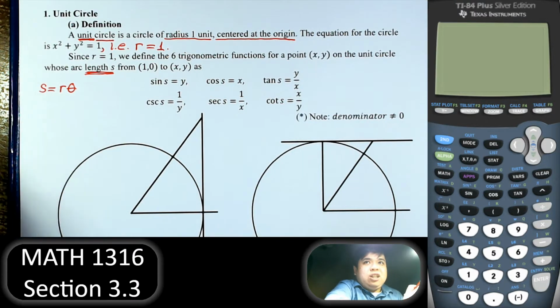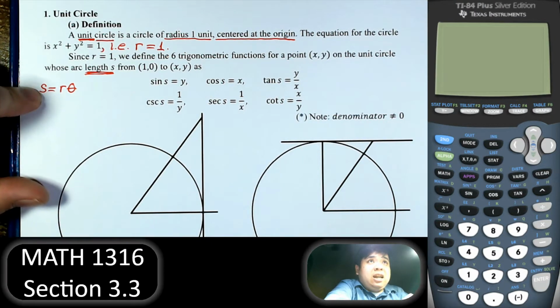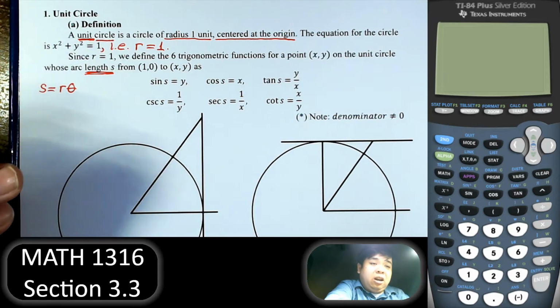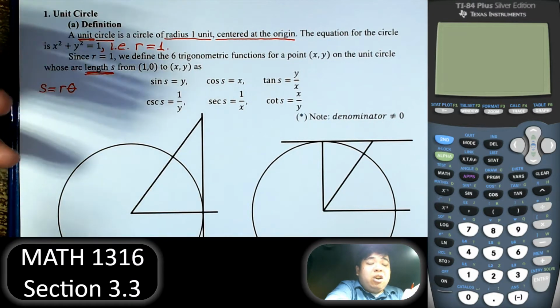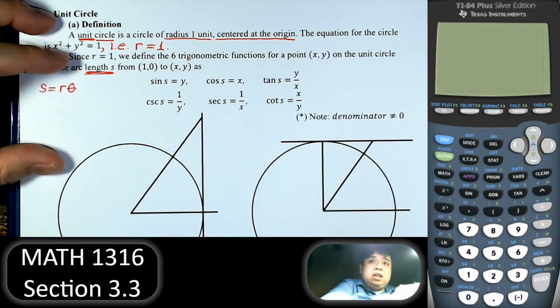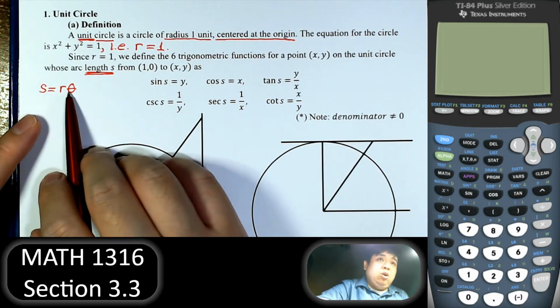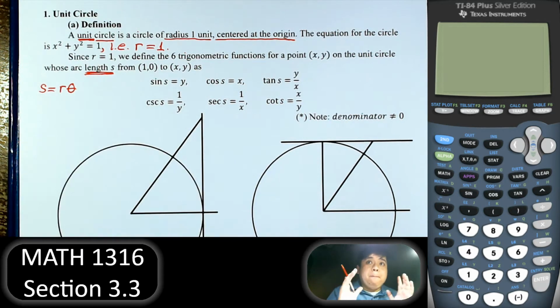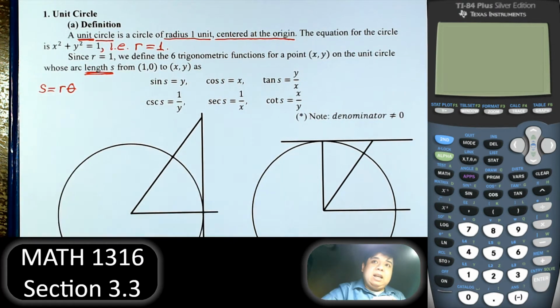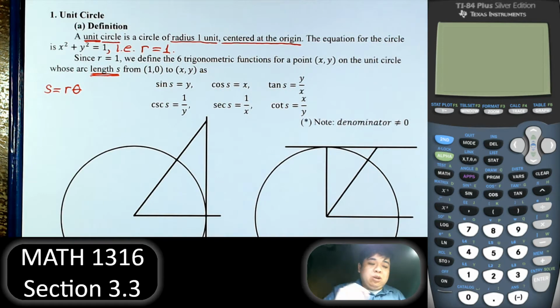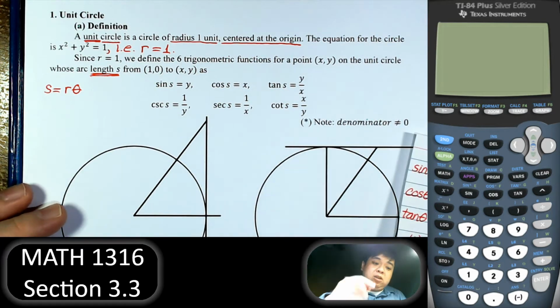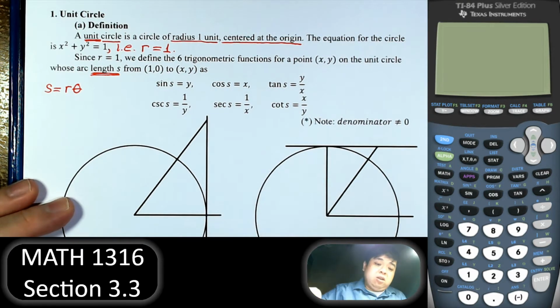Of course, the units are different. The unit of s is a unit of length, and theta is in radians. But in terms of magnitude, s is equal to theta. The units are not the same, but quantity-wise they are equal. If r equals 1, then s equals theta. So instead of defining a function based on theta, we define the function based on the arc length.